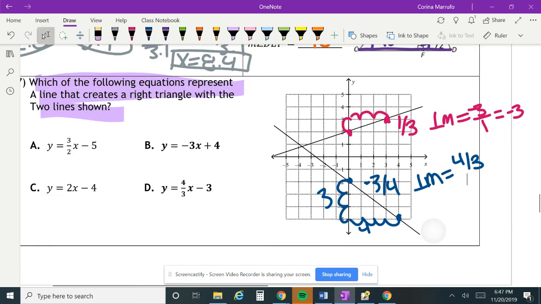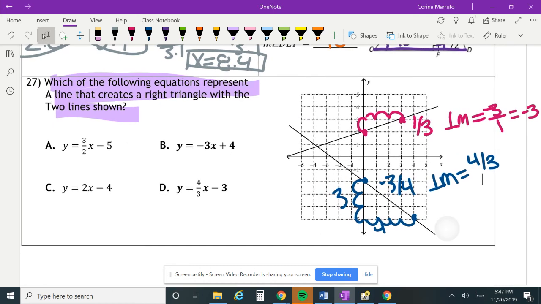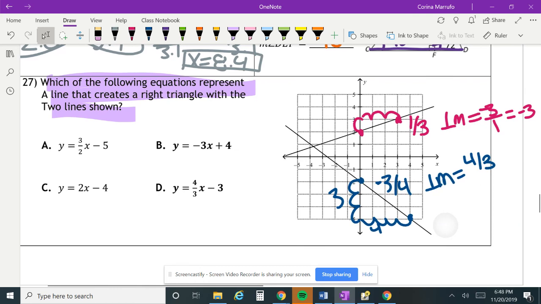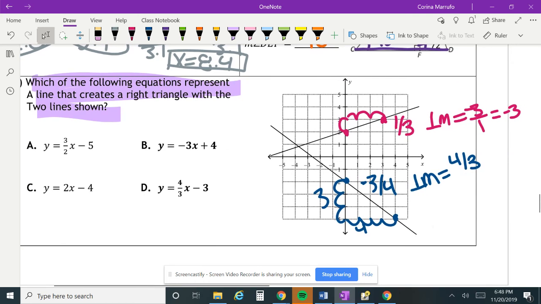So -3 and 4/3. So it says, which of the following equations represents a line that creates a right triangle with the two lines? And you know what? There's two answers to this one. Interesting. Down 3 to the right 4. And so it would be both of these.